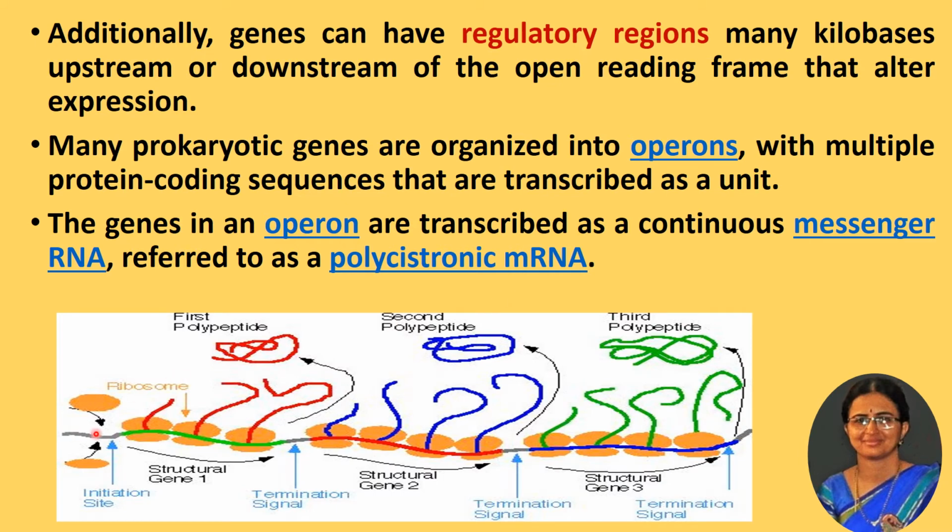In this picture you can see there are structural gene 1, structural gene 2, structural gene 3. So the mRNA is continuously synthesized for all these genes. This is called polycistronic mRNA.